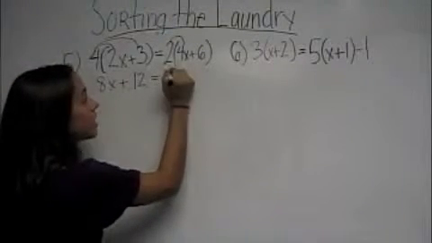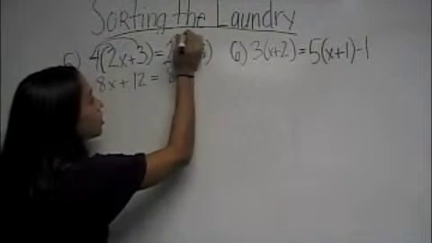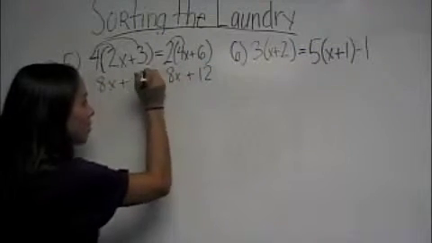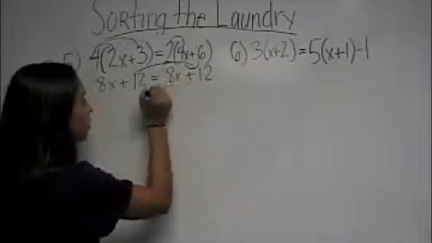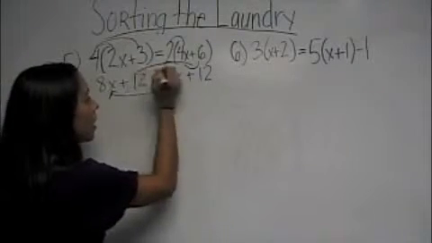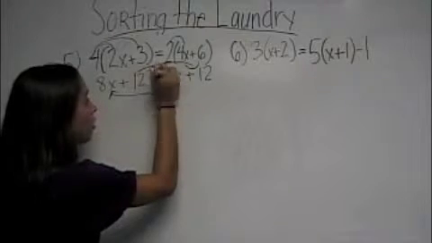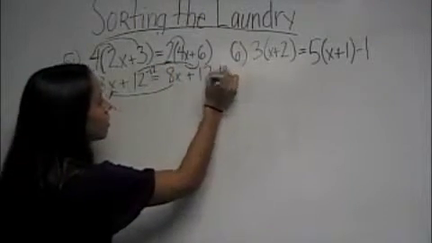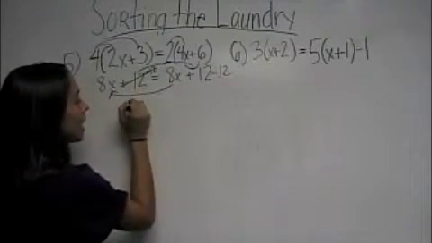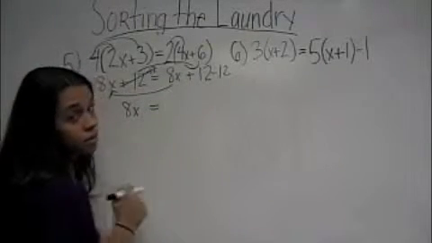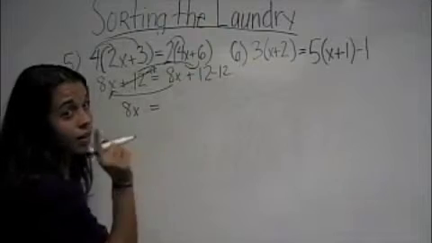2 times 4 is 8x. And 2 times 6 is plus 12. Okay, let's move our numbers this way and our variables this way. 12 plus 12, to do the opposite, we're going to subtract 12. Subtract 12. This cancels out and we get 8x left on this side. Line up your equal signs. Miss Anna's a freak about your equal signs. Don't forget about that.